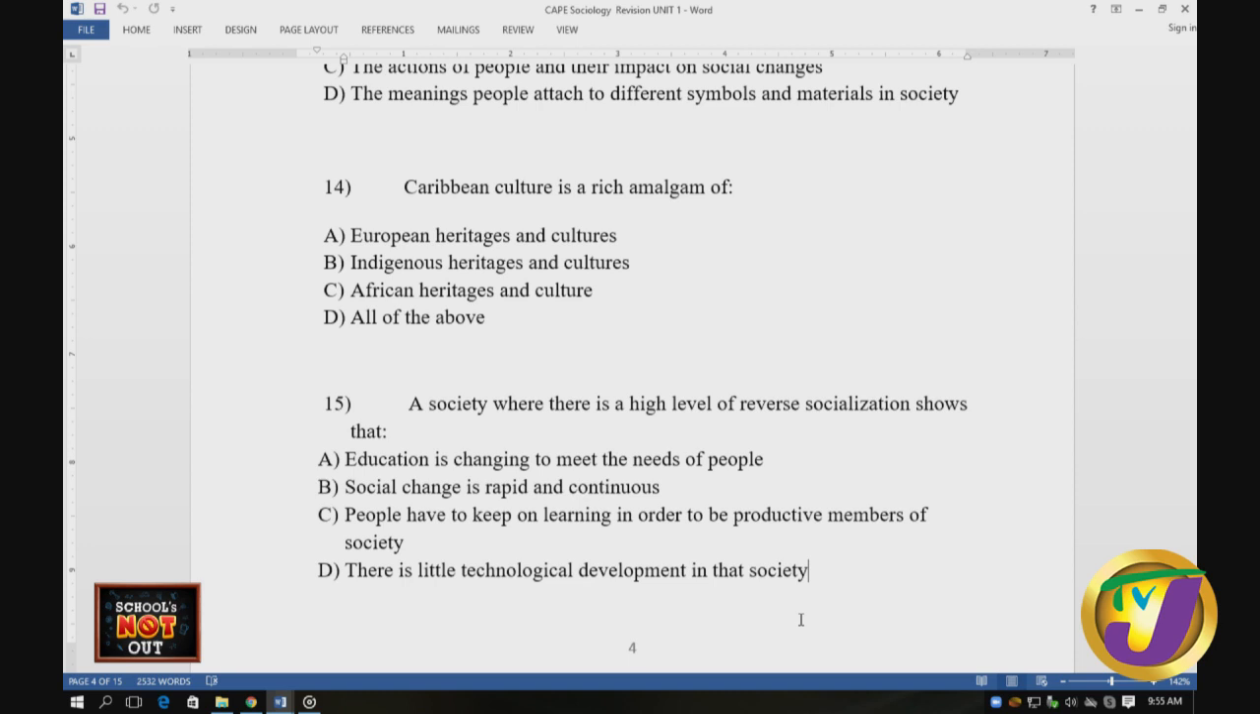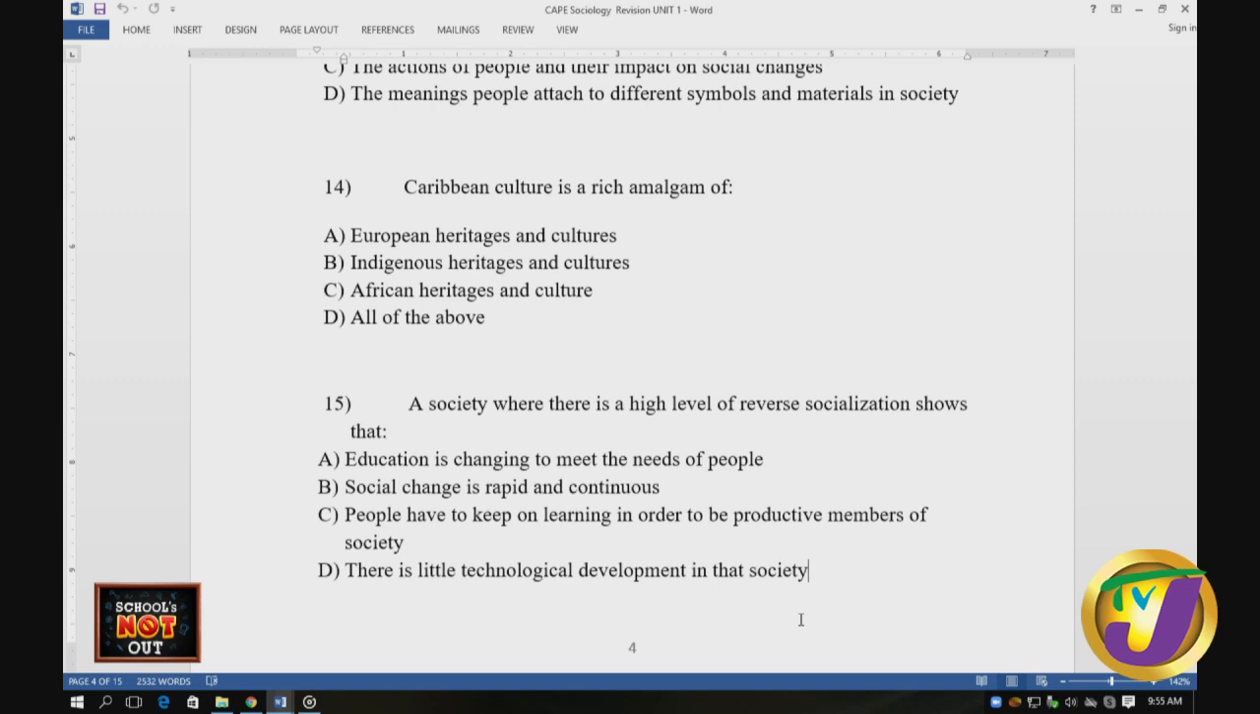So if the children are teaching the parents to use a computer, what's happening in society, why is that type of socialization reversed to that level? Because generally it is the parents who are teaching the children. So we look at the different options. Education is changing to meet the needs of people. Not so sure. That one doesn't ring a bell. Social change is rapid and continuous. Possible, which is why it moves so fast that the parents aren't trained to use it. So we do have a class where, okay, parents, come and learn how to use the new iPhone. Parents, come and learn how to use the new laptop. No.